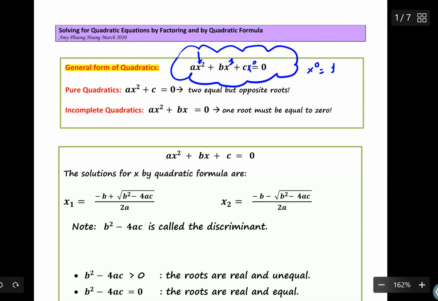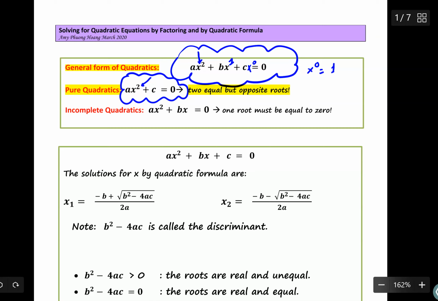So the next form of the quadratic is called pure quadratics. In pure quadratics, you notice that you are missing the middle term bx, but the exponent is still equal to 2 in this case. Therefore, you must have two equal but opposite roots.